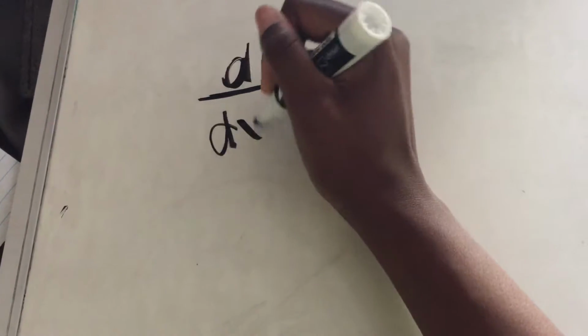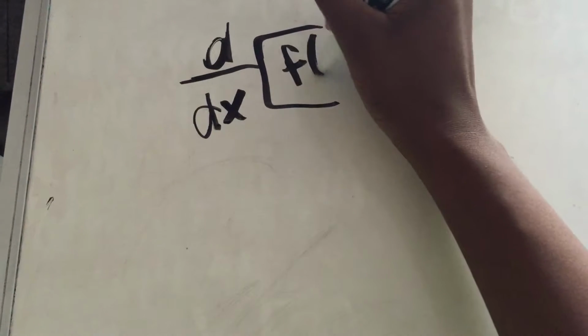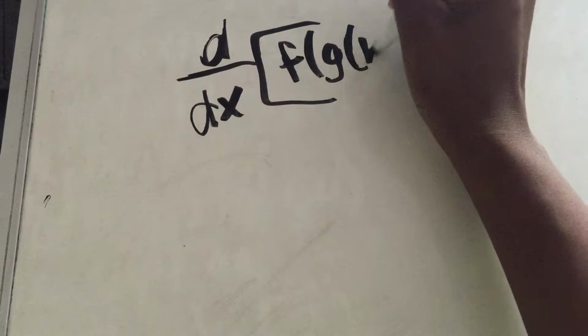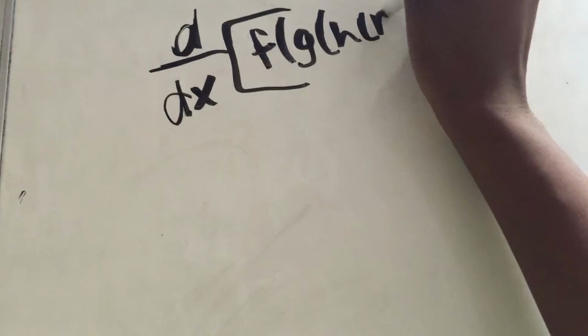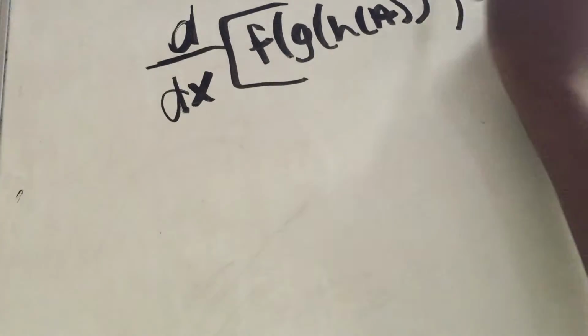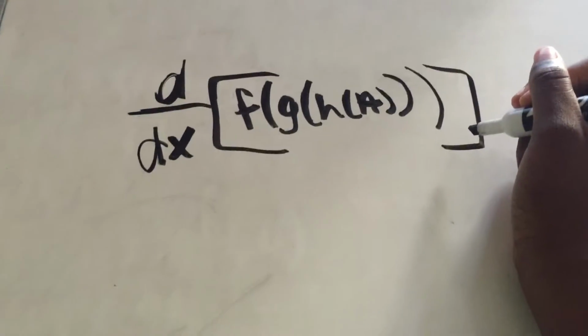For A, I'm going to give a chain rule for the composition of three functions, f of g of h. If f is differentiable at A, give a formula for the derivative of f of g of h evaluated at A. So basically what I'm going to do here is take a derivative, d over dx, of f of g of h of a. That's what I'm going to have it do.